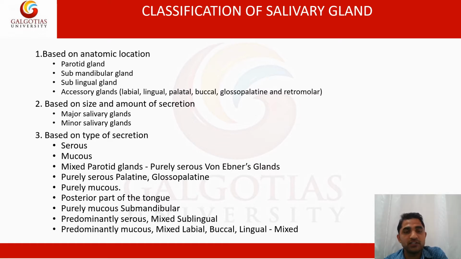there are the major salivary glands and minor salivary glands, and by type of secretion: the serous glands and mucous glands. The parotid gland is purely serous, and the palatine glands are purely mucous, as is the posterior part of the tongue. The submandibular glands are predominantly serous and mixed, and the labial, buccal, and lingual glands are predominantly mucous or mixed. So these are the classifications: on the basis of secretions, size, and anatomical location.